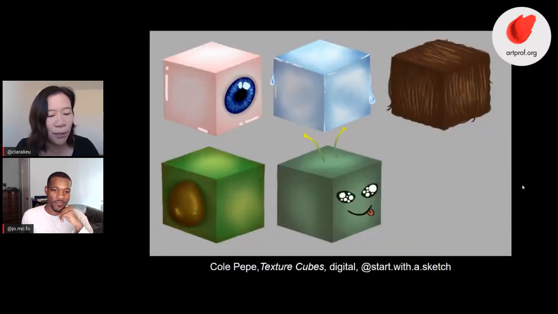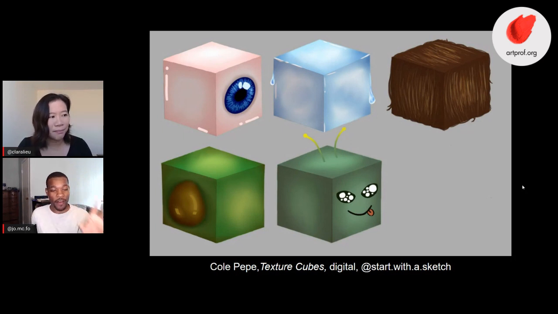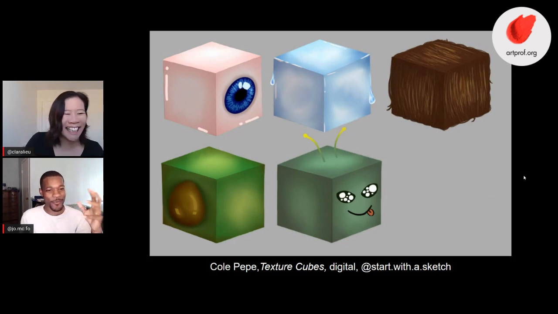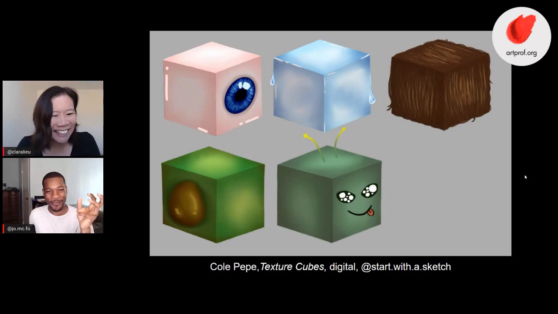What do you think about Cole's cubes? I think these are solid as well. I think the avocado is my favorite. I'm picking food ones, I notice. It must be saying something about my current state of mind.